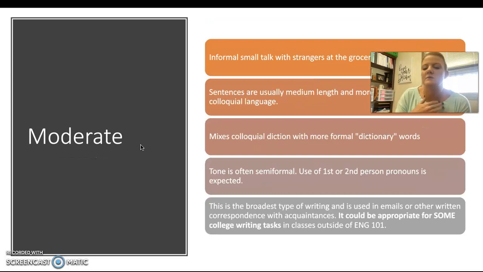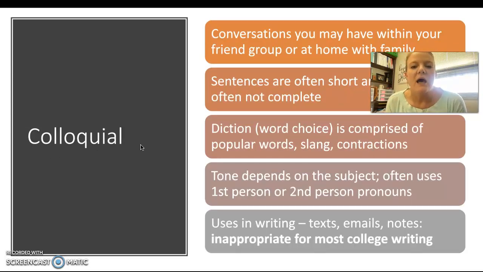So colloquial language, that's the most informal type of language that we have. These colloquial conversations are conversations that you may have with your friend group or at home with your family. Sentences for colloquial language are often very short and simple. Many times these sentences are not complete sentences. Our word choice or diction is comprised of popular words, slang, contractions, and in some cases, just sounds.